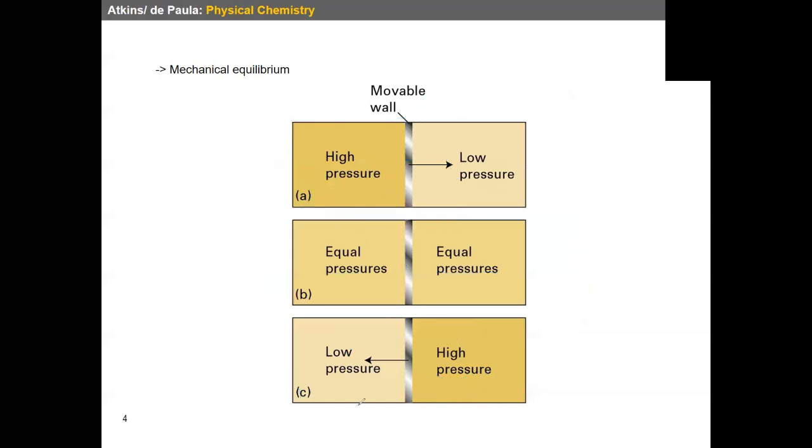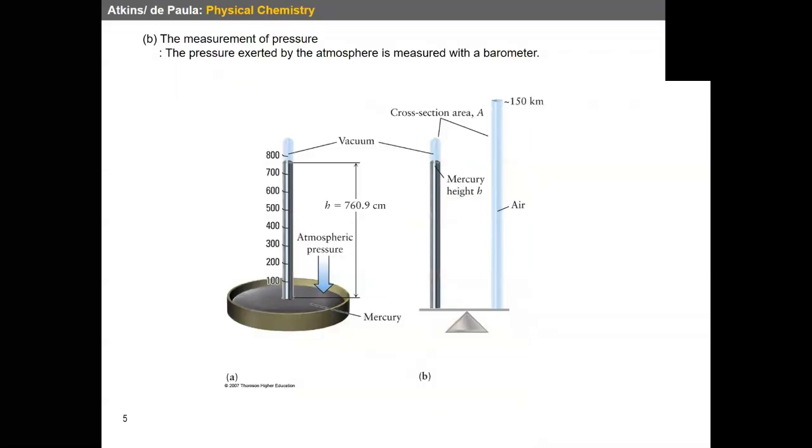Okay, so how can we measure pressure? Maybe you might already know about these things too. This is how we can measure the pressure. Pressure exerted by the atmosphere is measured with a barometer. What is a barometer? This is the barometer.